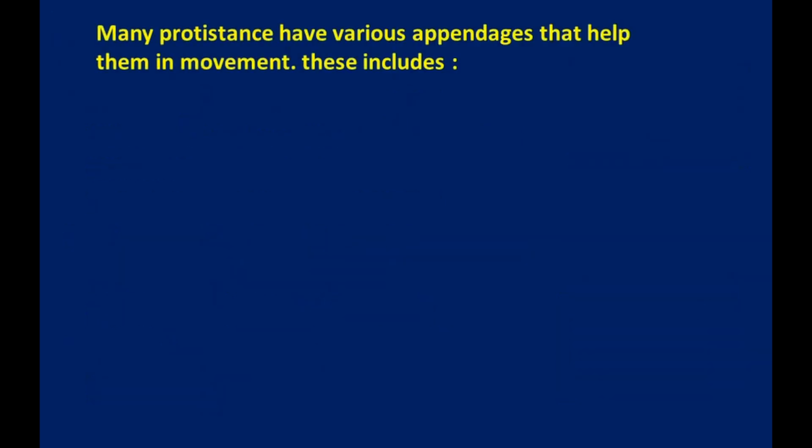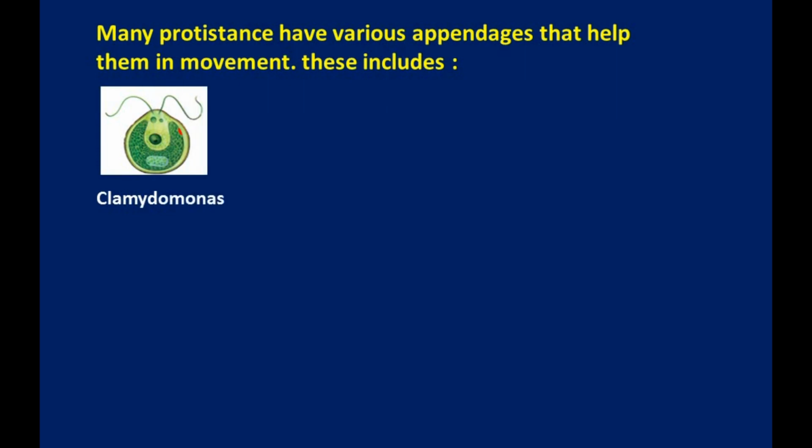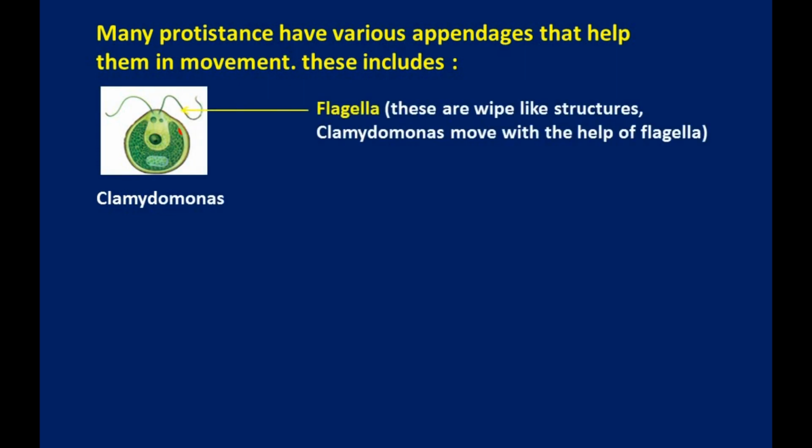Many protistans have various appendages that help them in movement. This includes Chlamydomonas, which is the first example. It has a flagella, a whip-like structure. Chlamydomonas moves with the help of flagella.